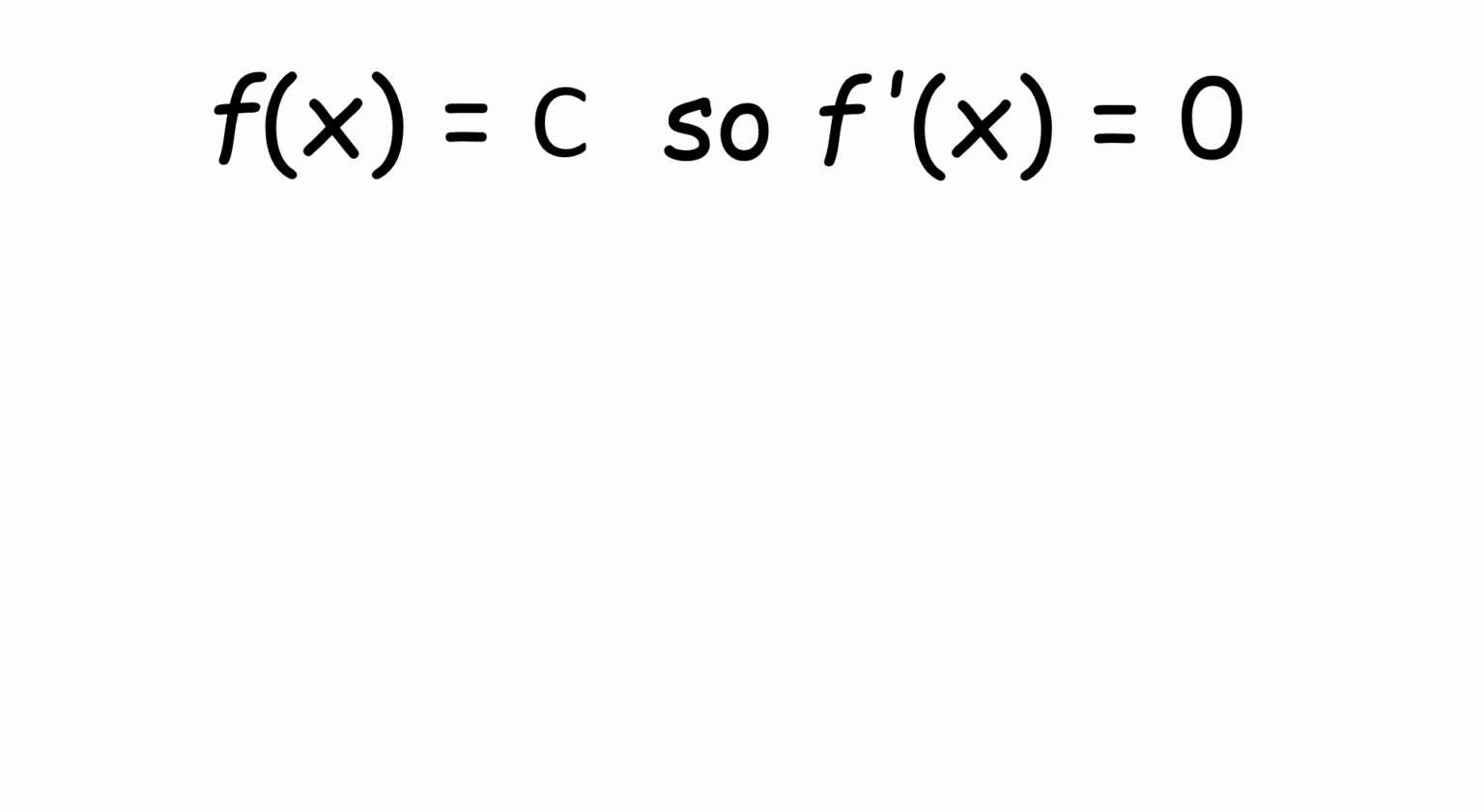When working with derivatives, there are some rules or shortcuts that you can apply to make your life easier. One of the most basic rules is that if f of x is a constant, then the derivative of f of x is 0. For example, if f of x is always 3, then the derivative of f of x is 0. This makes sense if you think about it.